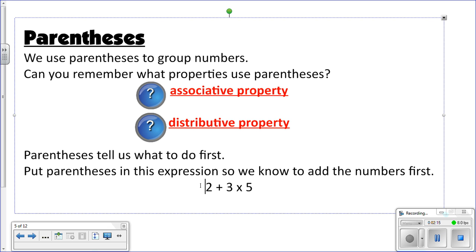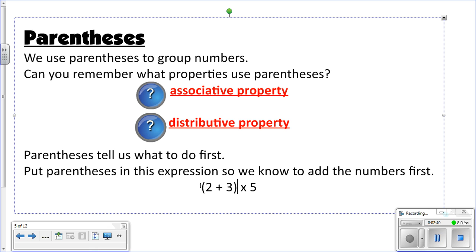So if I want to put parentheses in here around the numbers I want to add first, I have 2 plus 3 times 5. Well, look at the numbers in the expression that are closest to the addition sign. That would be the 2 and then behind the 3. So that's how I would insert my parentheses so I could group the 2 and the 3 together.